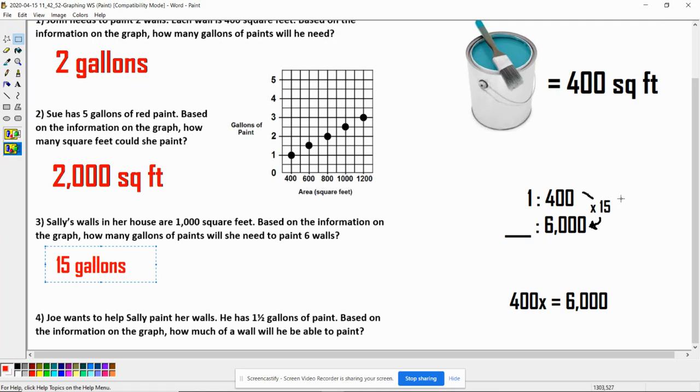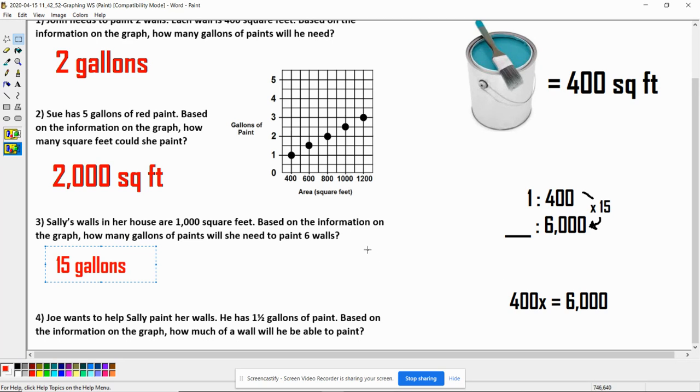Again, this is the ratio strategy that we talked about in class. Next year, you're not going to set it up like this. You're going to start setting it up like this: 400 times a variable. This variable doesn't mean multiplication. This is a variable meaning the number of gallons, all right? 400 times x equals 6,000. This is how you will set it up next year. We're not going to talk about that now, but this is just a way to get you to start thinking about next year in 7th grade and 8th grade.